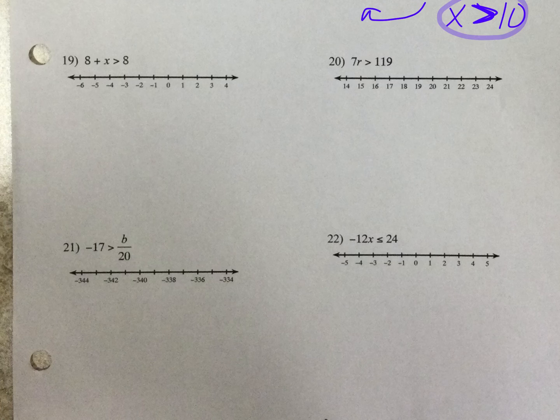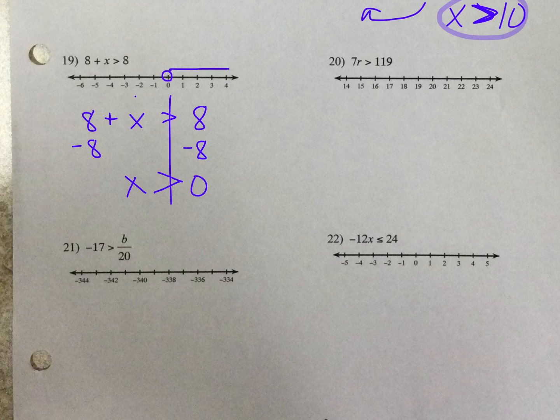All right, let's solve number 19. 8 plus x greater than 8. I'm going to subtract 8. X is greater than 0. Don't hate on the zeros. They're okay. Open circle on 0. And it's got to go that way. That's got to look at the end. There we go.